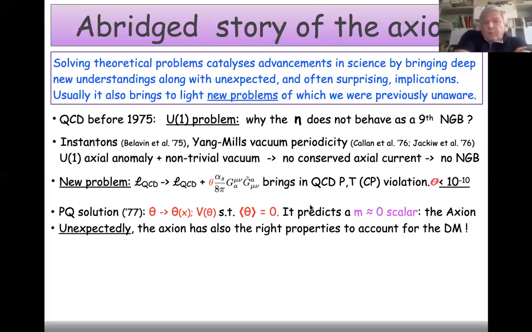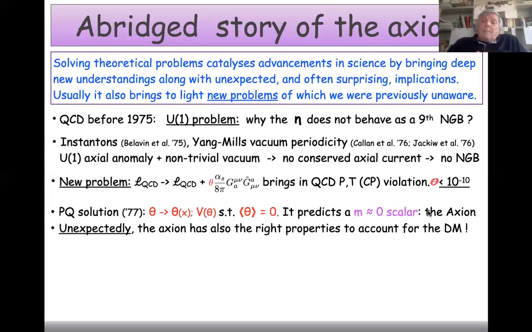There is a solution that was put forth a couple of years after the problem was brought to light. It's called the Peccei-Quinn symmetry solution. It works basically in this way. The mechanism transforms theta into a dynamical field, equipped with a potential such that at the minimum, the value of theta is 0. So it automatically gets rid of the offending term. The mechanism unavoidably predicts a quasi-massless scalar, the axion.